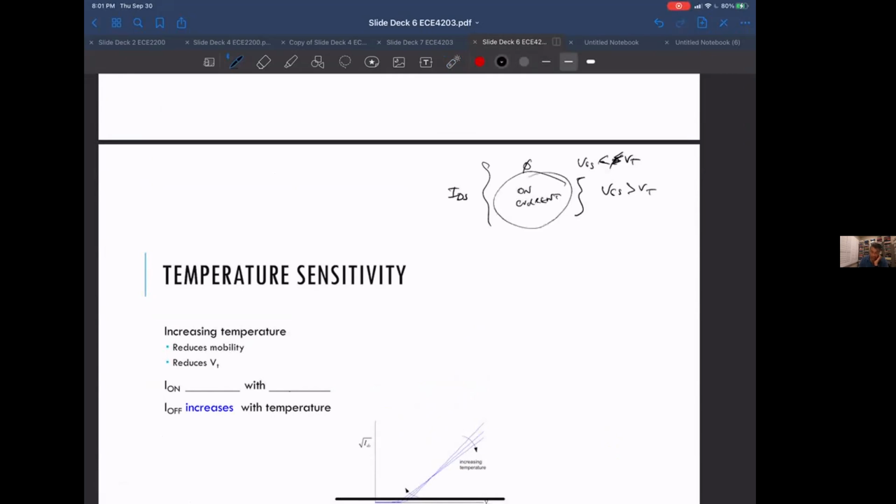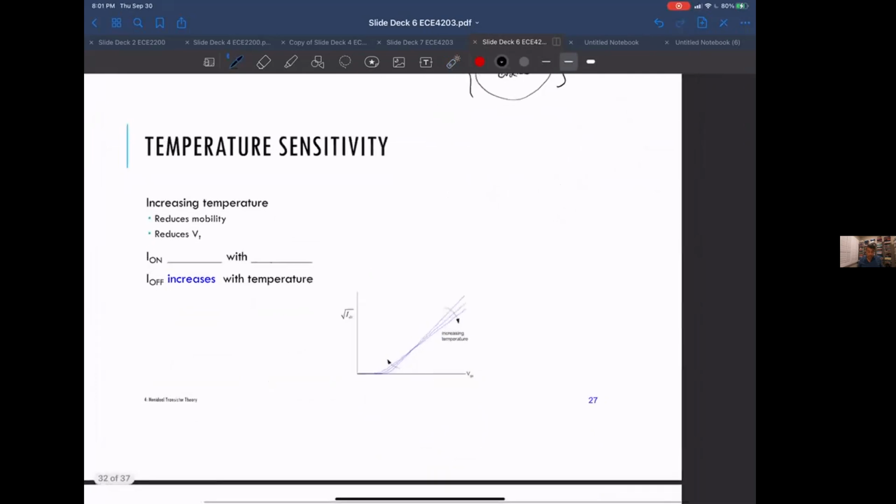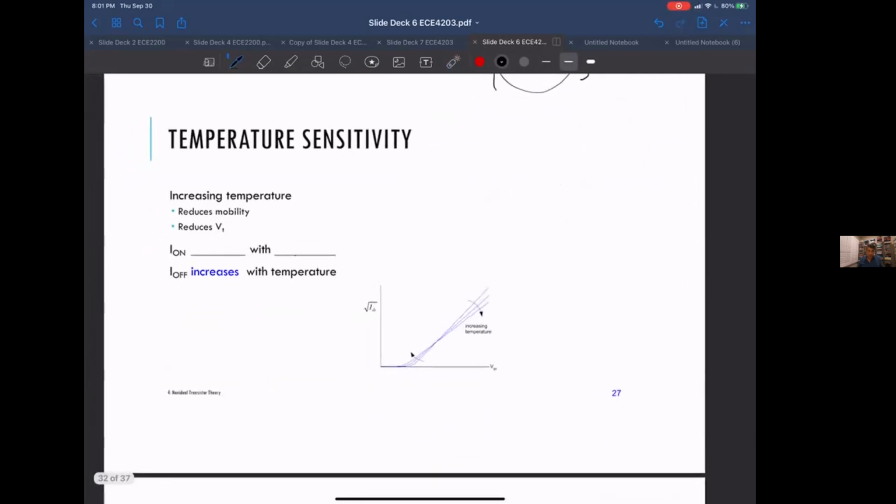But we were just looking at the effects of voltages on the current, and there are other effects on the current. One of them is voltages, but the other one is the temperature of the chip, which affects your current as well. And it is a pretty big effect. So what happens is, as the temperature increases, we have two effects that are fighting with each other.